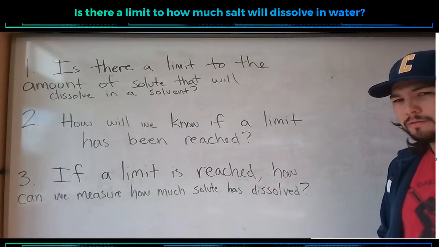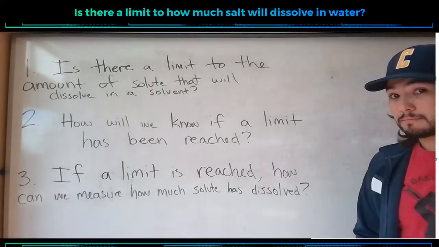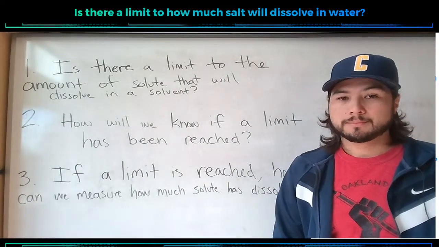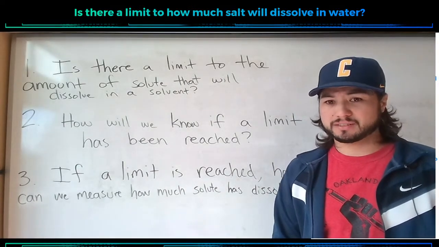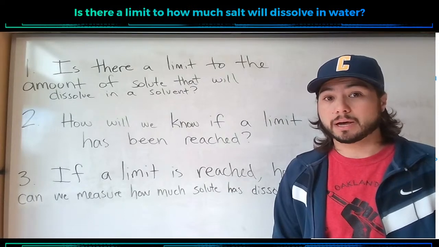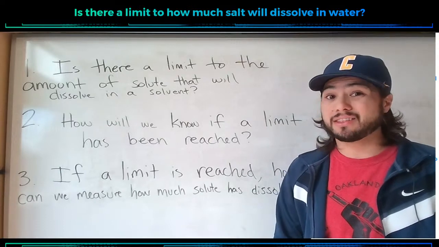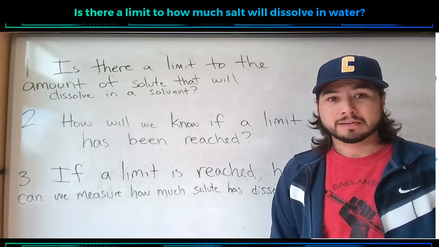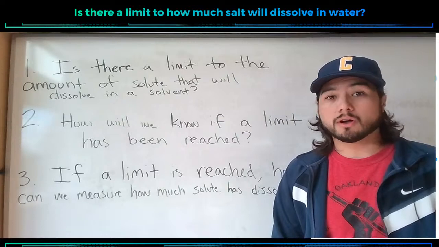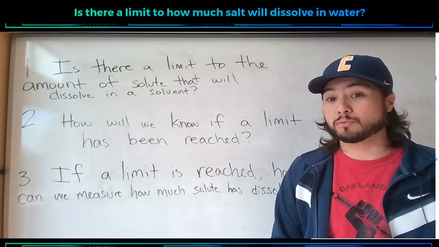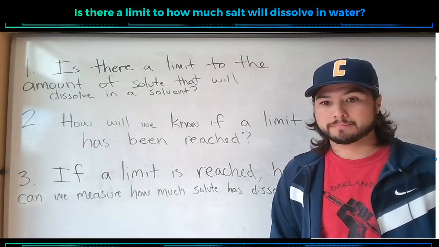So how will we know if a limit has been reached? What did we observe? What evidence did we see? Okay, I see a couple answers in the chat already. Because the salt stopped dissolving. Yeah, it collected at the bottom, right? That kind of shows us that even after mixing, if all that salt's still collecting, that means that our solvent can't take in any more solute, right?